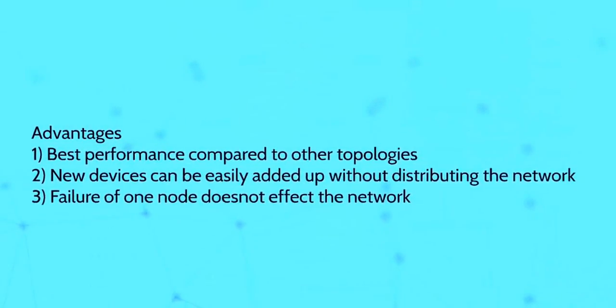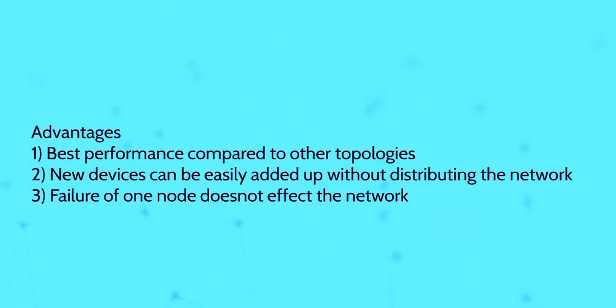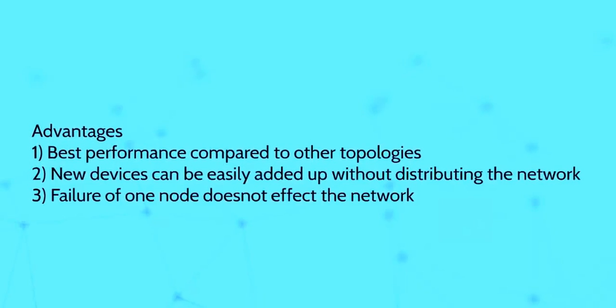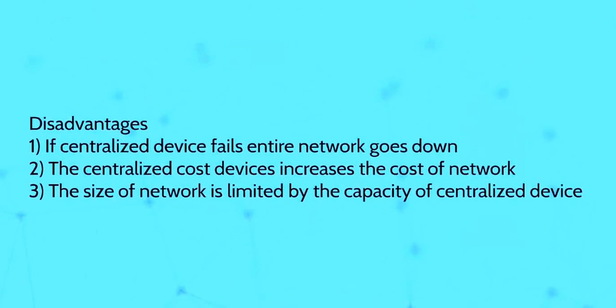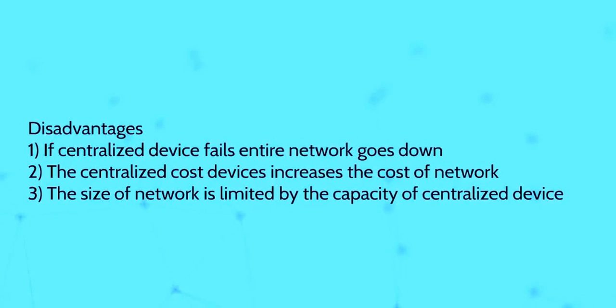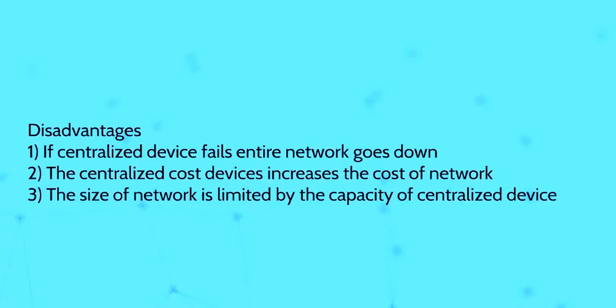The advantages: the star topology is the best performing topology, and any device can be added without disturbing the network. And the failure of a single device or a single cable does not affect the entire network. Coming to the disadvantages, the size of the network, that is the number of devices that can be connected over the network, is limited by the capacity of the centralized device that is being used.